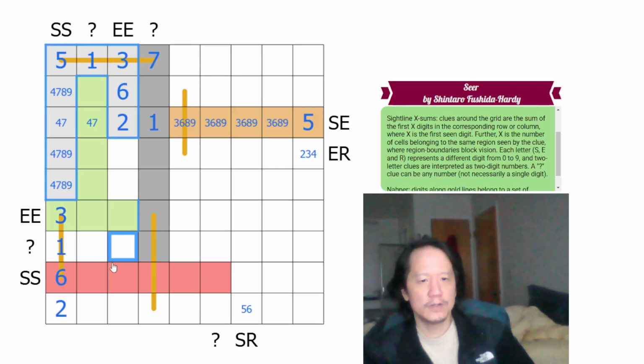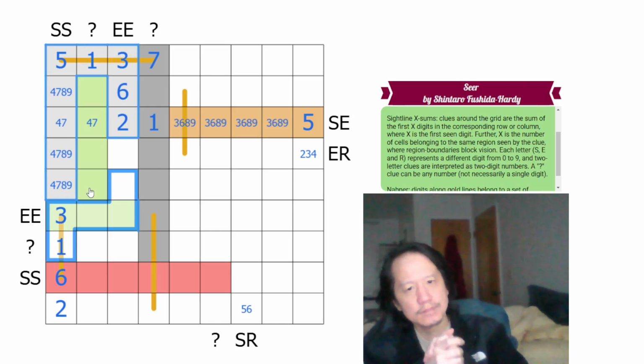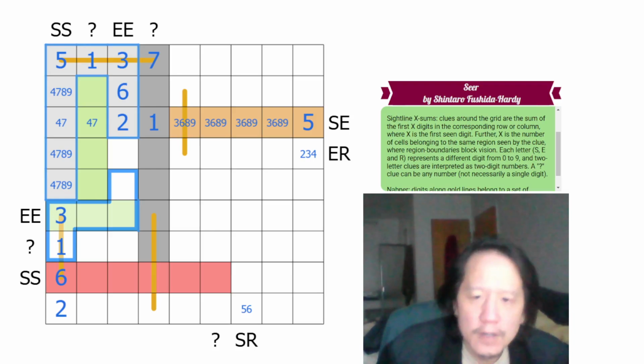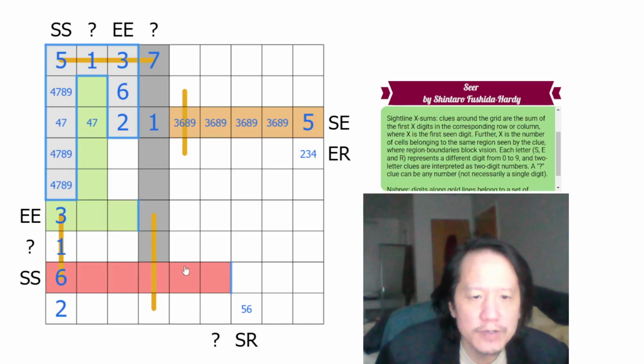Let's see. Obviously, this could still connect here, and that would connect there. That would be fine. We know this is a boundary. We know, obviously, this is a boundary. This is obviously a boundary. This we don't know. We know this is a boundary.